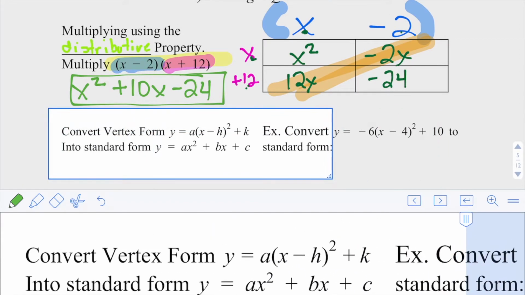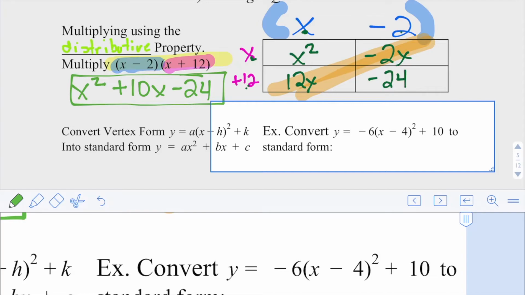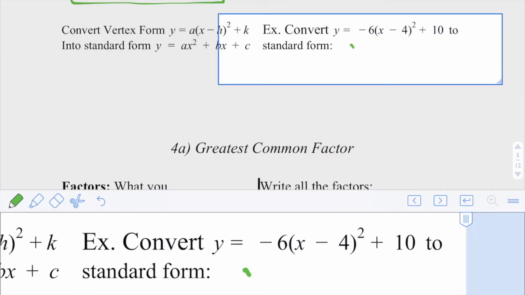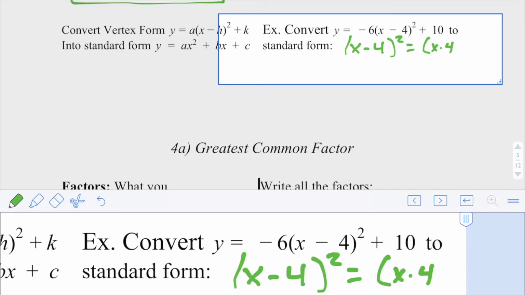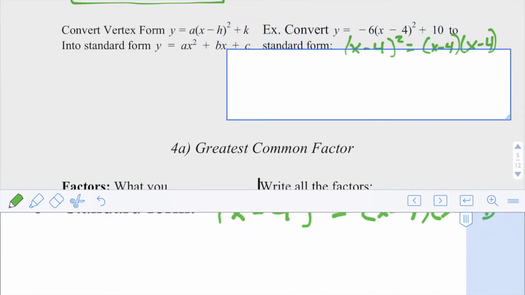So let's come down here and it says convert the vertex form into standard form. The first thing we want to do is we have to understand some things. Well, first thing we need to understand is that this x minus 4 squared is the same thing as x minus 4 times x minus 4. So what we want to do is we want to come over here and use a Punnett square.